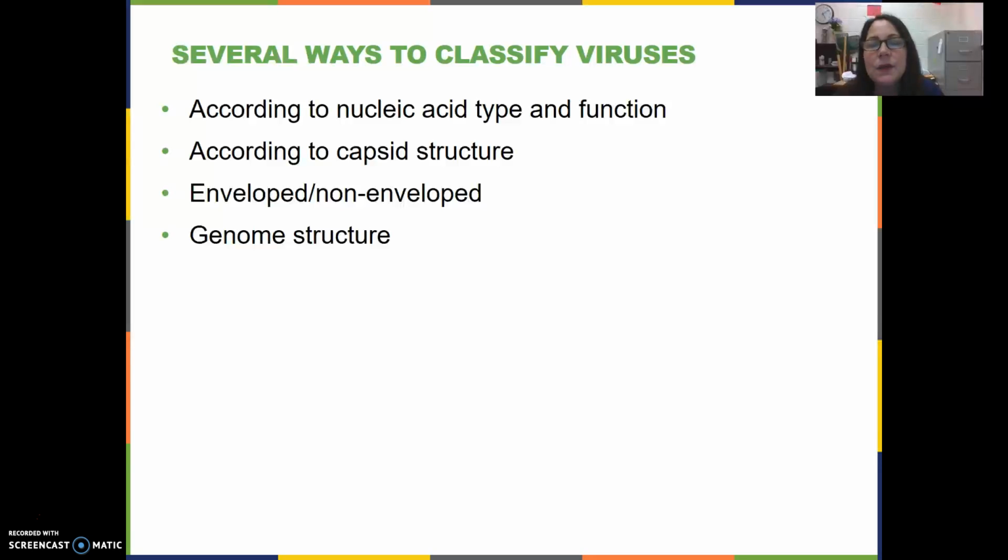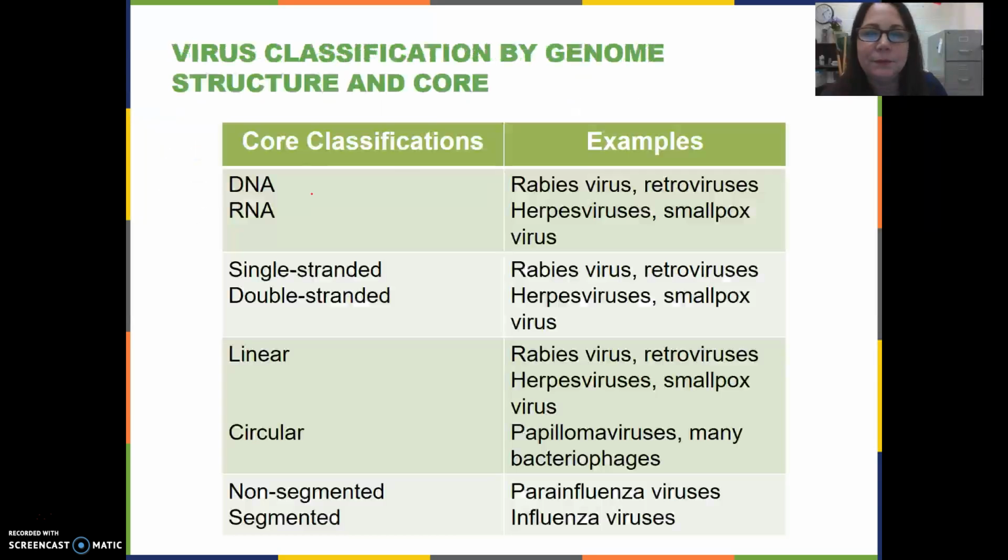There are several ways to classify viruses. One way is by nucleic acid type, either single or double-stranded DNA or RNA. Another way is by the structure of the capsid. We talked about helical, icosahedral, and complex. And then whether the virus is enveloped or non-enveloped, and the structure of the genome, whether it's linear or circular. These are some different classifications of viruses.